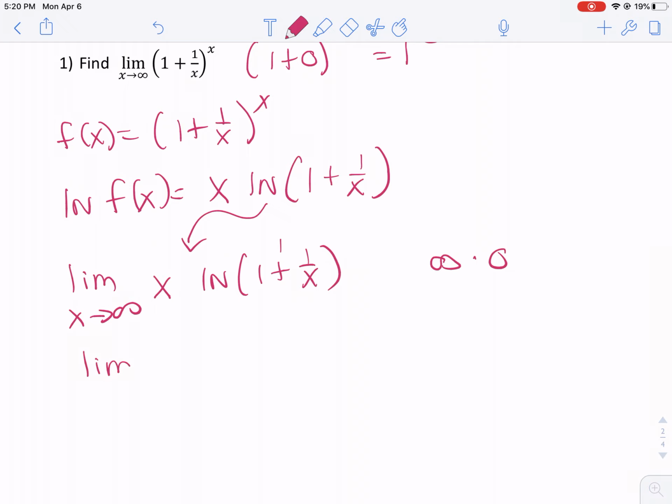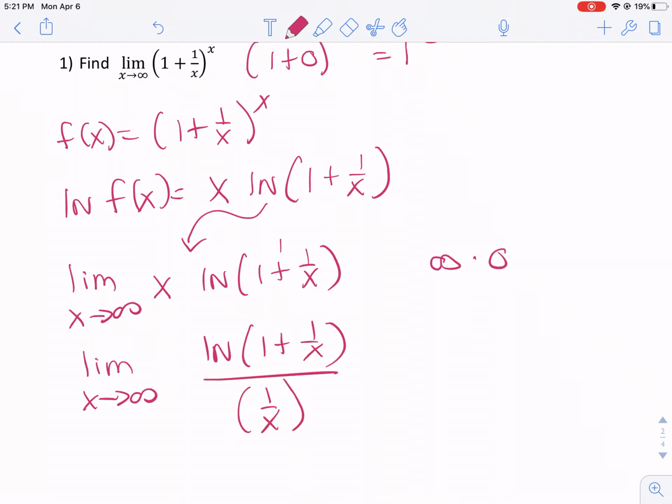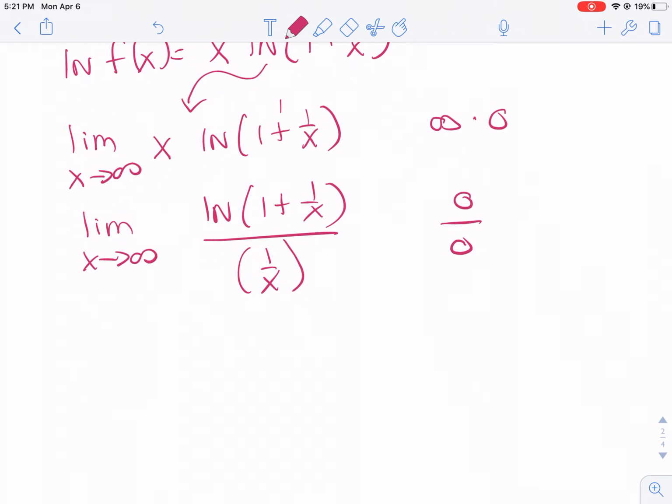So I'm going to take this exact limit that I had, and I'm going to rewrite it as a quotient. And we used this strategy on the second day. So this is mathematically equivalent to what was above, but now if you plugged in infinity, you would get 0 over 0, which allows us to use L'Hopital's. So I'm going to use L'Hopital's rule.